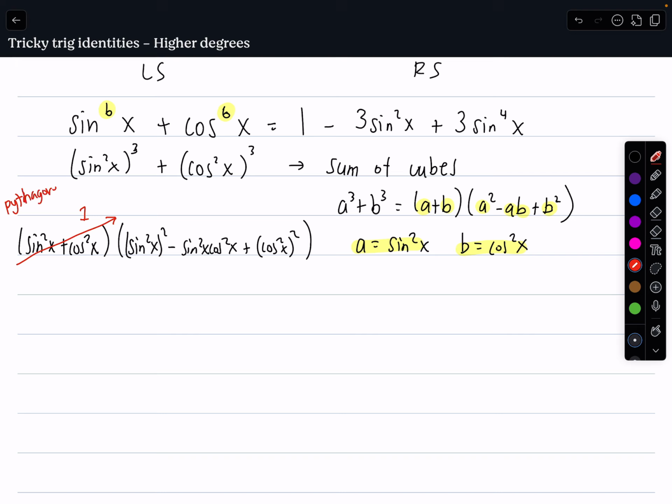We remember the Pythagorean identity is when sine squared x plus cos squared x is equal to 1. Okay, so all I'm really left with now, guys, is this right here. Now we're going to do a little bit of simplification. So this is going to be sine to the 4th x minus sine squared x cos squared x plus cos to the 4th x.